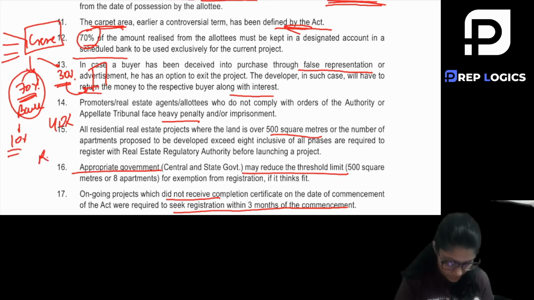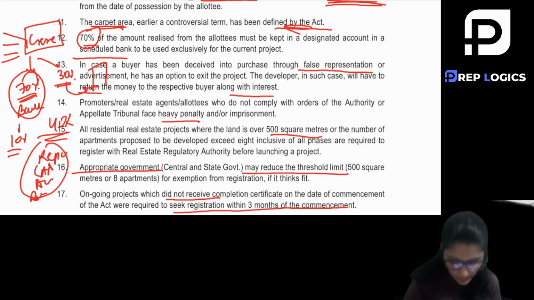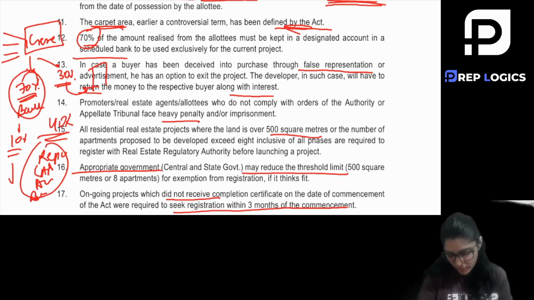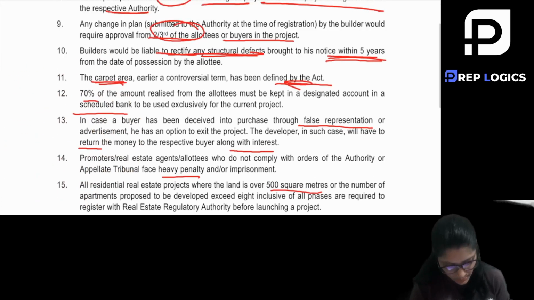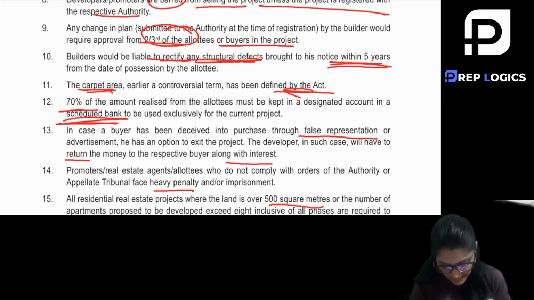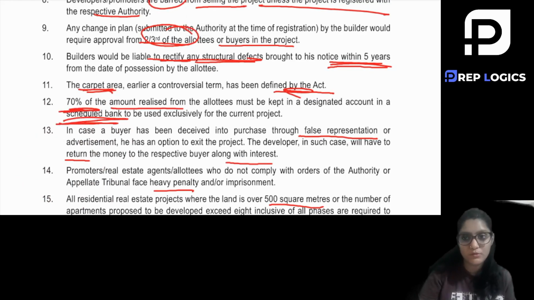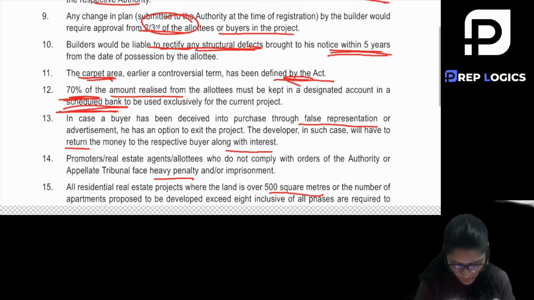He will have to give the reports of the CA, of the architect, of the builders, that I have actually completed 40% of the building, and proportionately he can withdraw the amount from the bank. So what amount must he keep in the scheduled bank? At least 70% of the amount realized from the allottees.